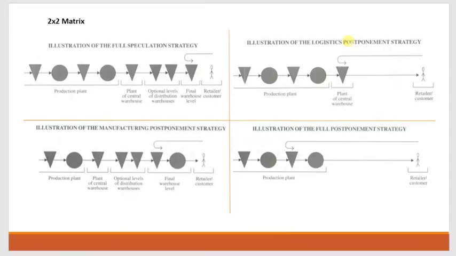The 2x2 matrix of generic supply chain strategies illustrates variations of manufacturing and logistics. The most used strategy is the full speculation strategy. It is based on inventory forecasts and therefore full speculation of all manufacturing and logistics is practiced.